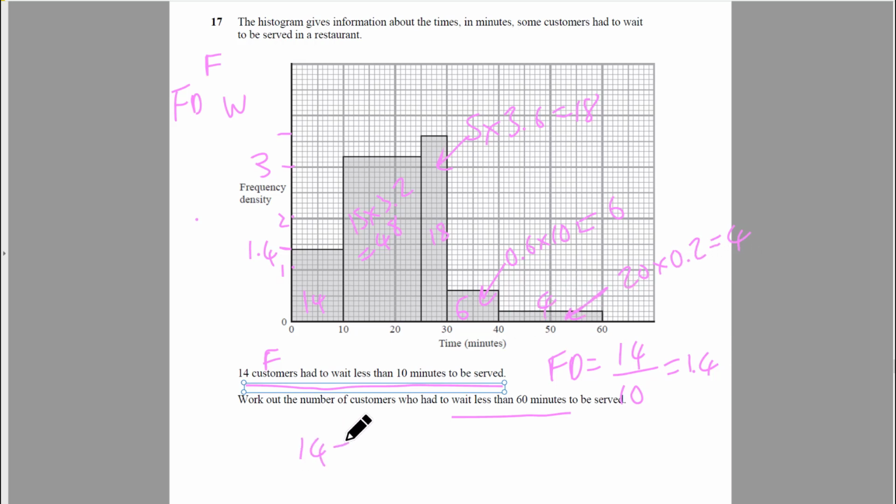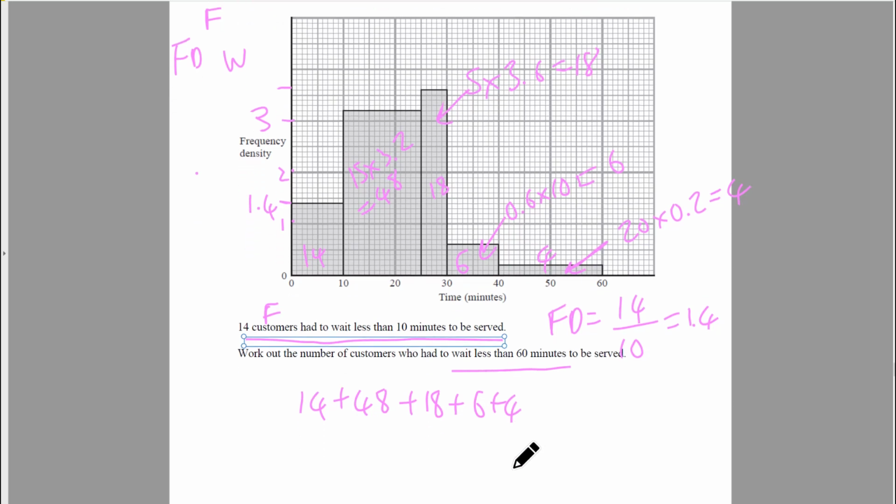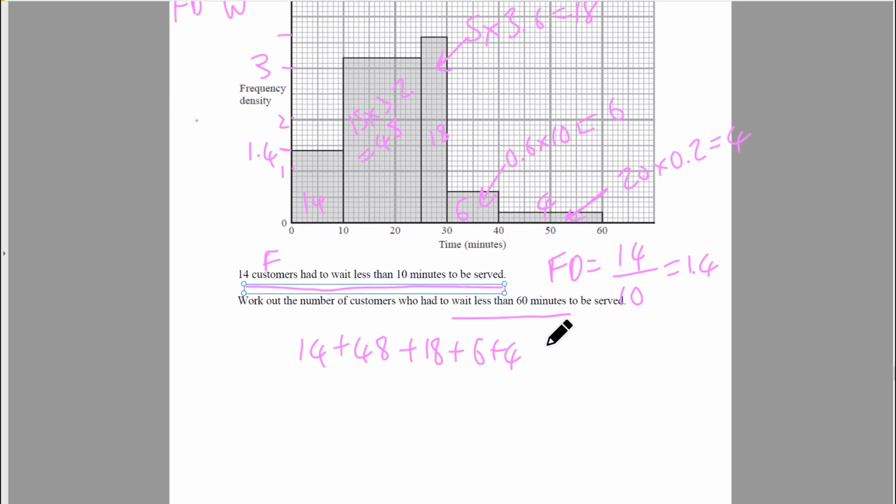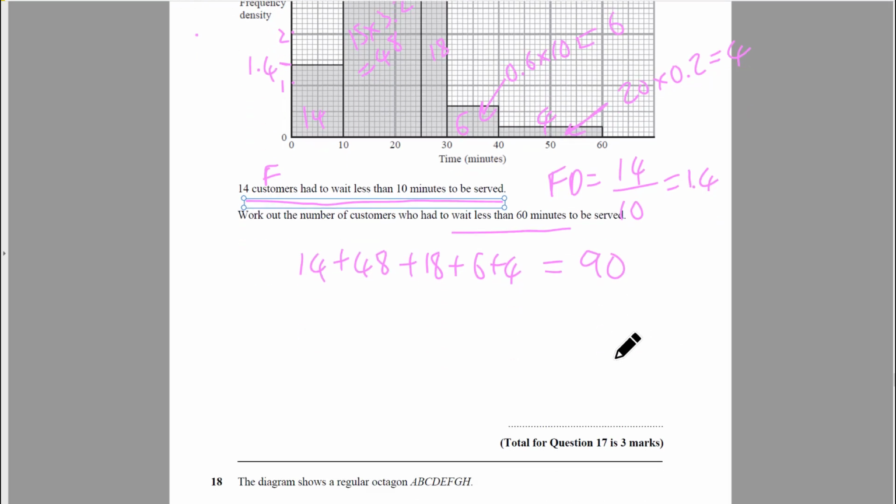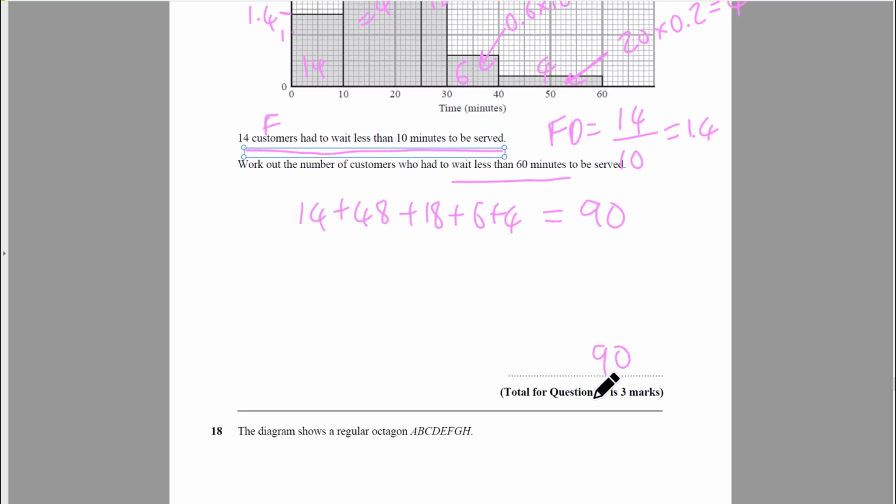So let's do 14, add 48, add 18, add 6, add 4. And we should get, that's 10, add 64, 74, no 76, add 14, that's going to equal 90. Do use your calculator if required. That is another 3 marks in your pocket.